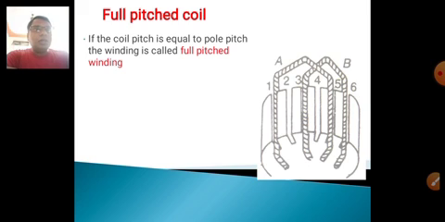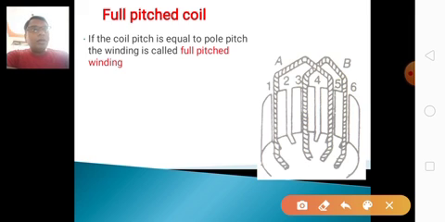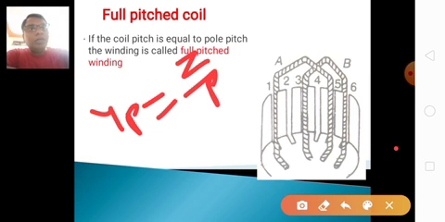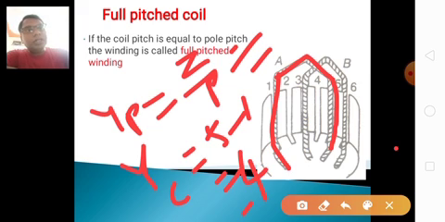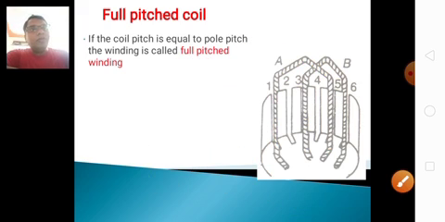The pole pitch is yp equal to Z by P, that is the number of conductors per slot by the number of poles, and the coil pitch is yc. Here the first conductor is connected in the first segment, and the second side of that coil is connected to the fifth slot. So the difference is 5 minus 1, that is equal to 4. If these two are equal, that is known as a full pitched coil.